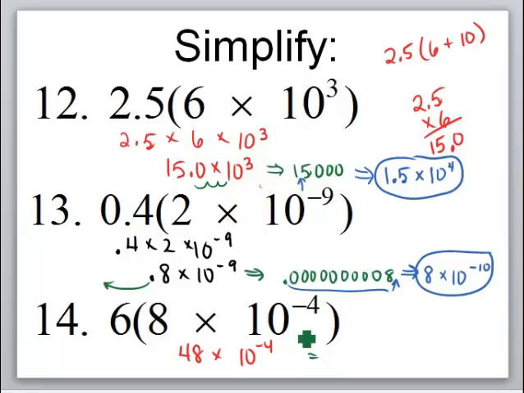48 times 10 to the negative 4th is 1234.0048. And then put that in scientific notation, I'd have 4.8 times 10 to the negative 3rd. I need that decimal right there, and I need to make it smaller.